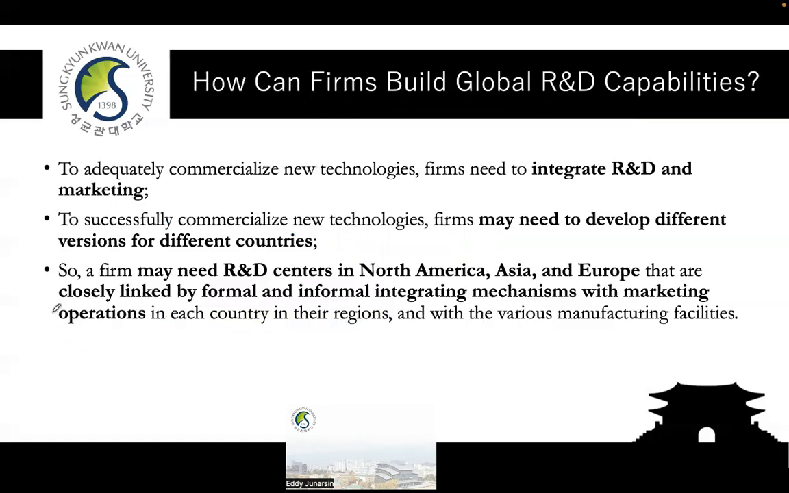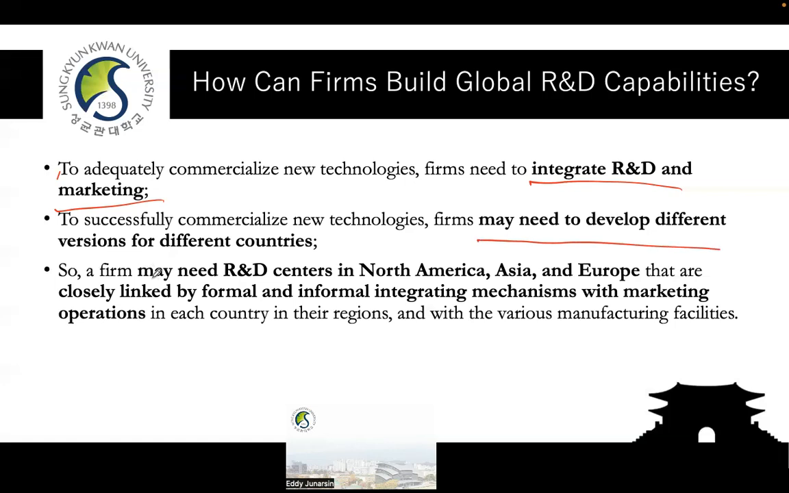Okay, and how can firms build global R&D capabilities? So we need to integrate everything, right? Integrate all the managerial functions, the R&D, marketing, production, finance, human capital. So we couldn't work with the silo mentality like we had in the past. Things have to be integrated and well collaborated nowadays.